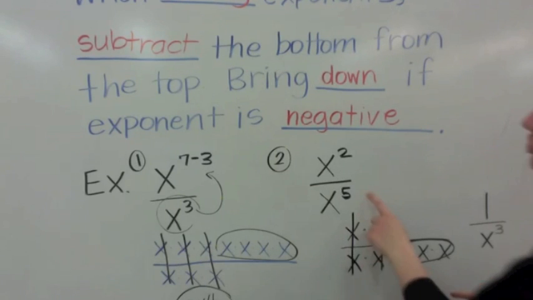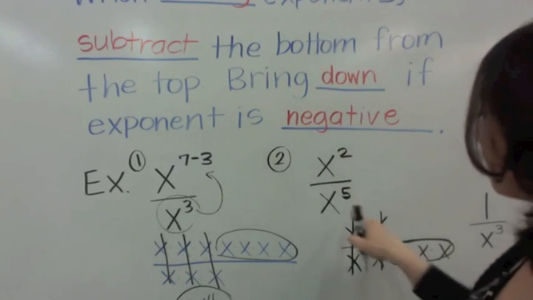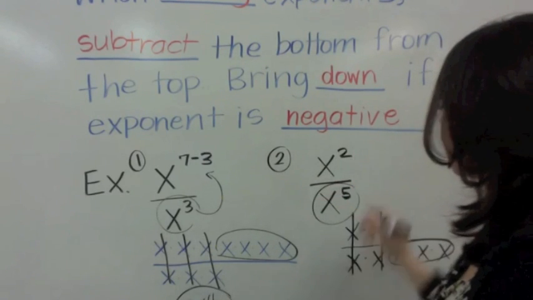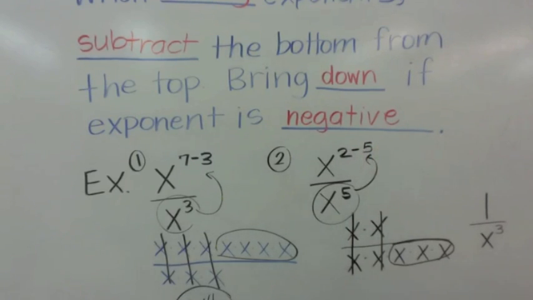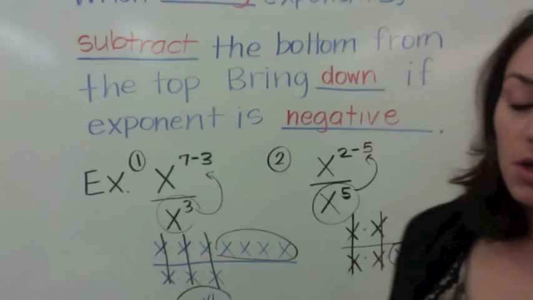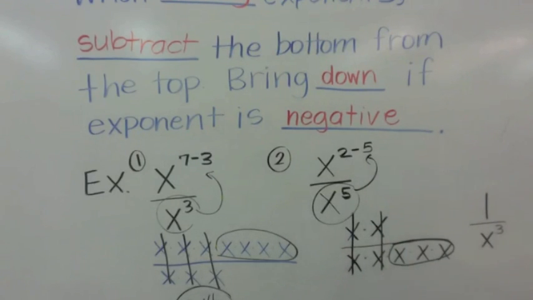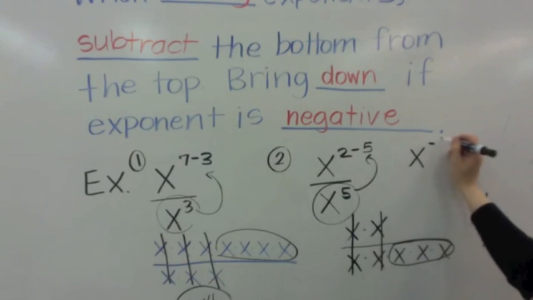However, if you're just going to subtract, when dividing exponents, just subtract the bottom from the top. That means I'm going to take this exponent here, the 5, move it to the top, and subtract 5. So what is 2 take away 5? That's a positive 2 and a negative 5. Different signs, so subtract. What's 5 take away 2? It's 3. But the bigger number has the negative sign. So if you use the shortcut of just subtraction, you get x to the power of negative 3.